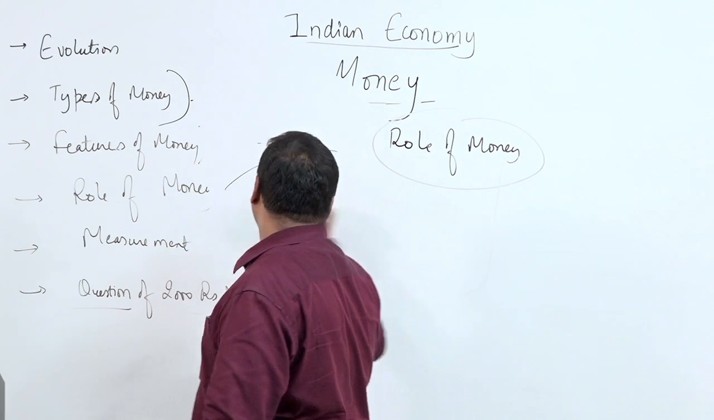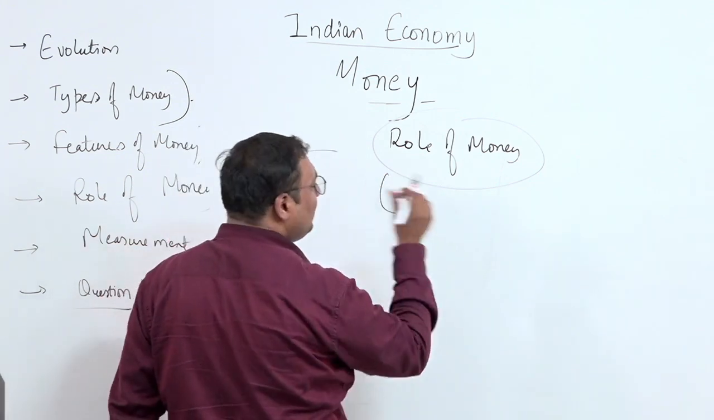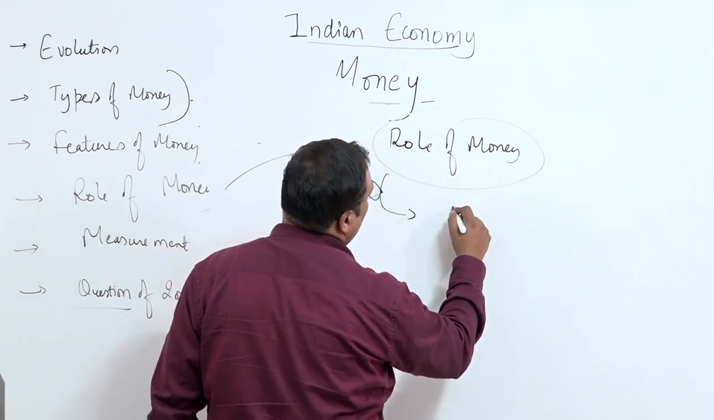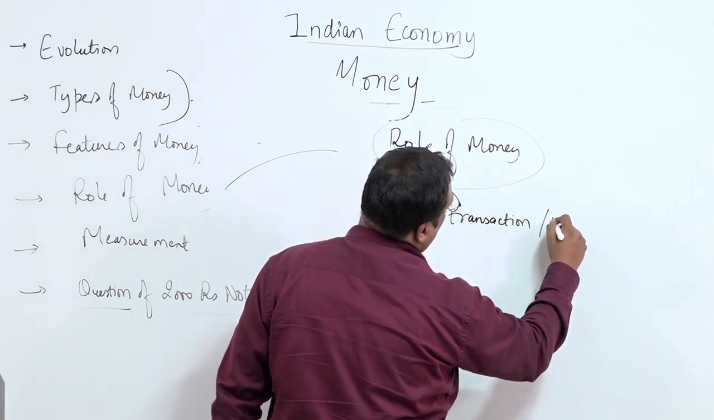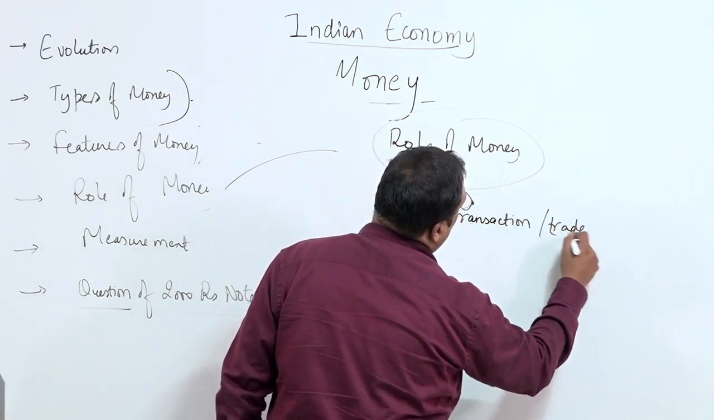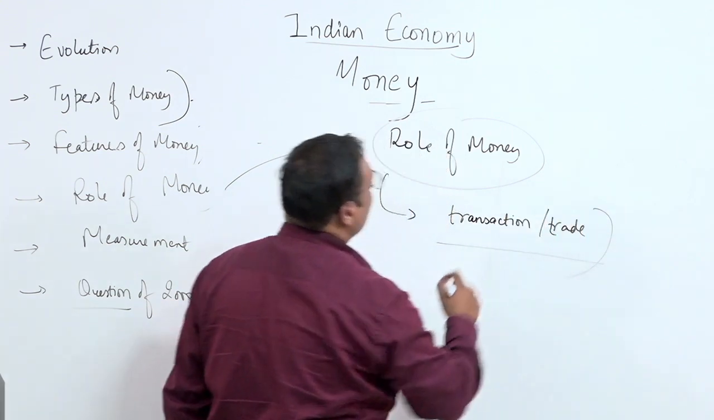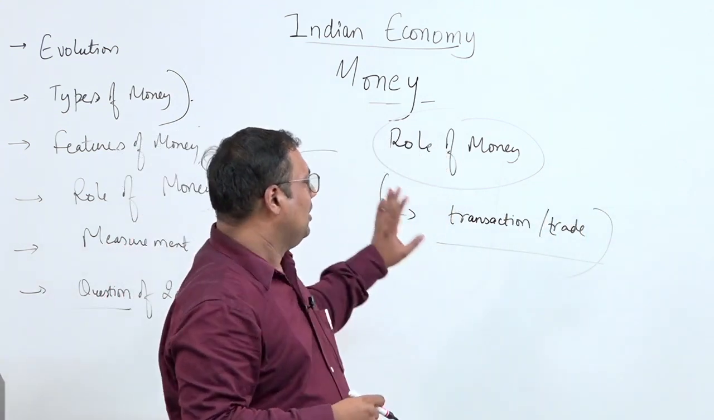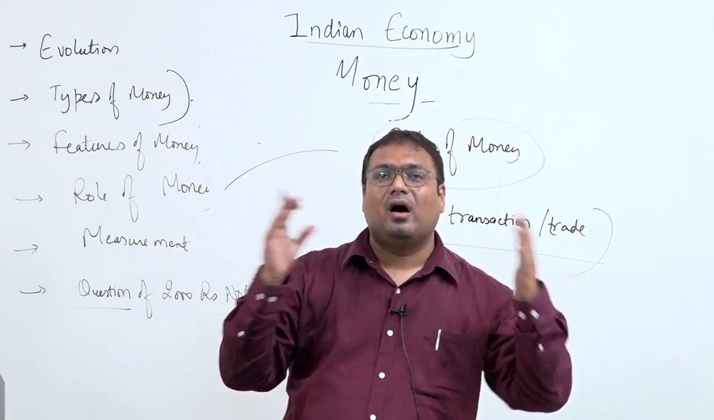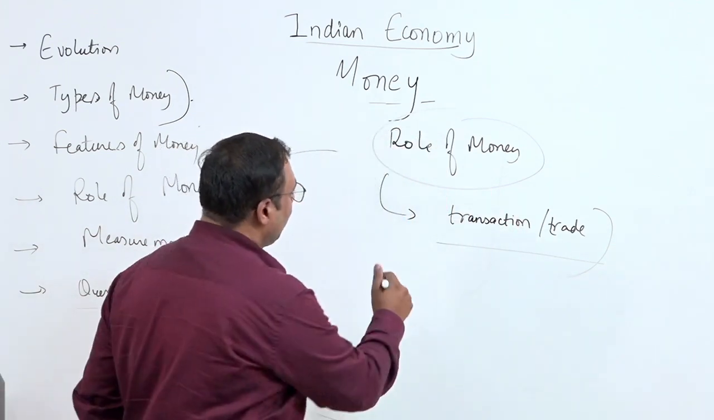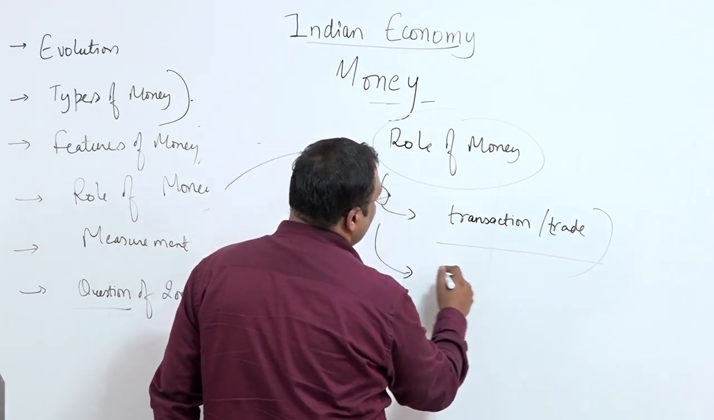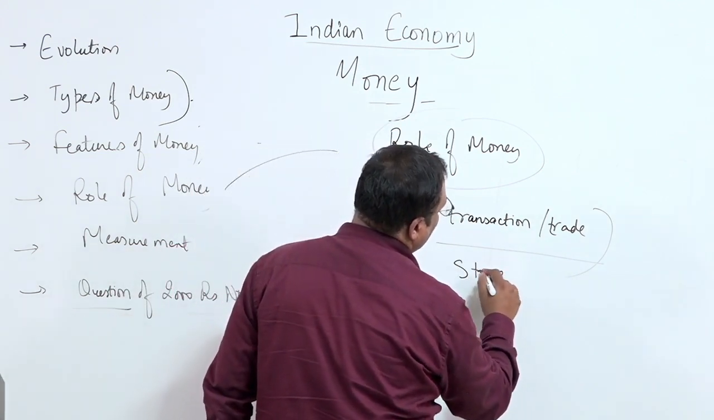Okay, so money, we have already discussed. The main reason money emerged was transaction. Transaction or trade is the top reason why we use money, and this is one of its biggest roles, that it enables and enhances trade or transactions. Secondly, money is used as a store of wealth.